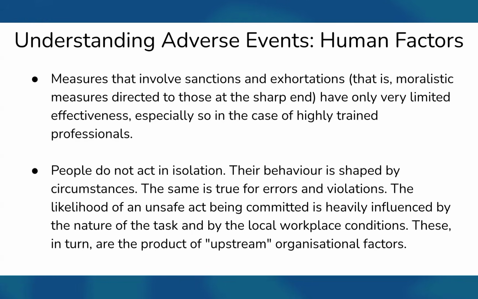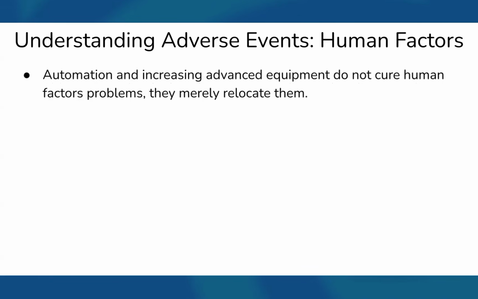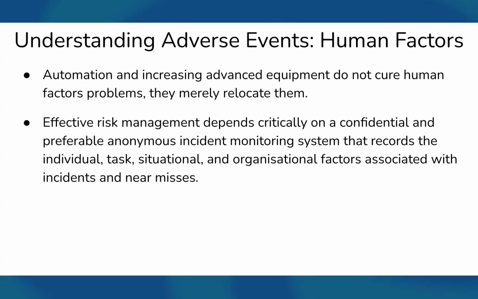The same is true for errors and violations. The likelihood of an unsafe act being committed is heavily influenced by the nature of the task and by the local workplace conditions. These, in turn, are the product of upstream organizational factors. Automation and increasing equipment do not cure human factors problems. They merely relocate them. Effective risk management depends critically on a confidential and preferably anonymous incident monitoring system that records the individual, task, situational, and organizational factors associated with incidents or near misses.